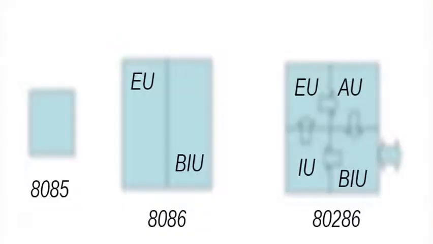The diagram here shows the difference between 8085, 86 and 286 architecture. In 8086, the architecture is being divided into execution unit and bus interface unit. But in 8286, the architecture is being divided into 4 units. One is the execution unit and bus interface unit, similar to that of 8086. In addition to it, it has an address unit and instruction unit.